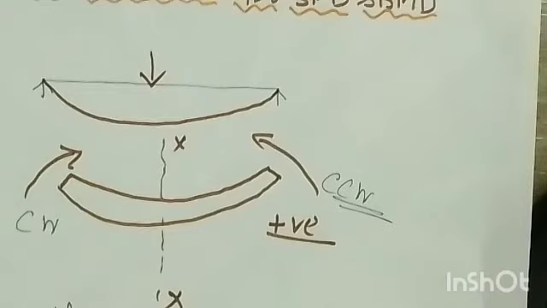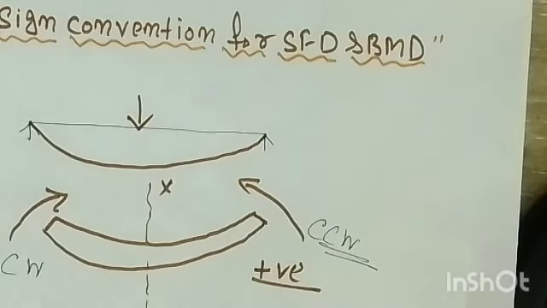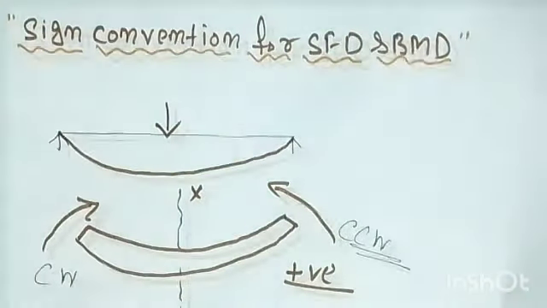So if the beam is bent and there is concavity at the top, it will be positive, and if there is convexity at the top, it will be negative. Next we will see the sign convention for the shear force diagram.